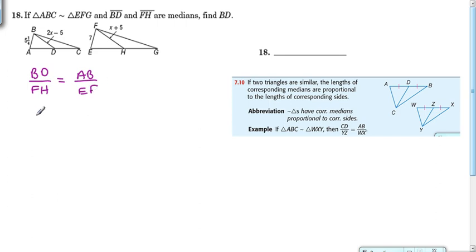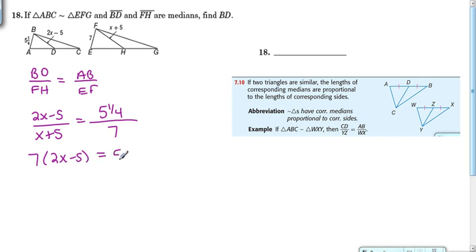So I fill in what I know. 2x minus 5 compares to x plus 5, in the same way that 5 and 1/4 compares to 7. So if I cross multiply, I'm going to have 7 times 2x minus 5 equals, and then if you want, just make that a 5.25 times x plus 5. So 14x minus 35 equals 5.25x plus 5 times 5.25 is 26.25.